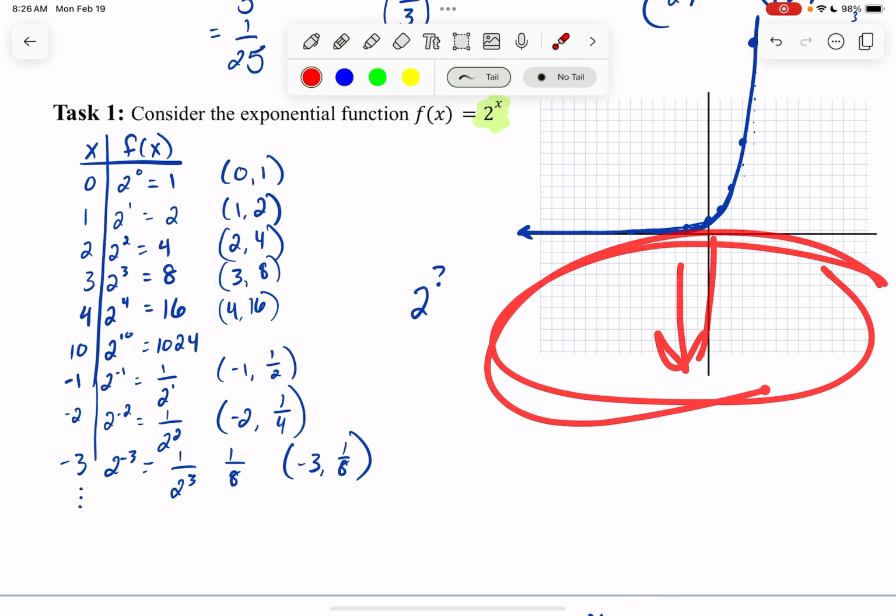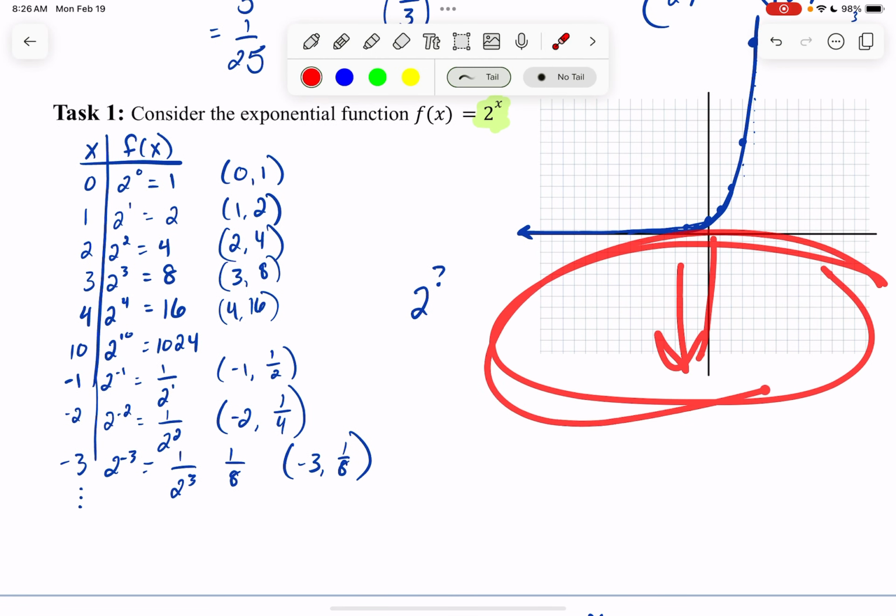So let's put in our 0. We'd have 3 times 2 to the 0. Anything to the 0 is 1, so I get 3. I get the point (0, 3). The other one was (0, 1), so now I'm at (0, 3), going to be right here. What about 1? 3 times 2 to the 1. 2 to the 1 is 2. 3 times 2 is 6. So I have the point (1, 6), which will put me right here.